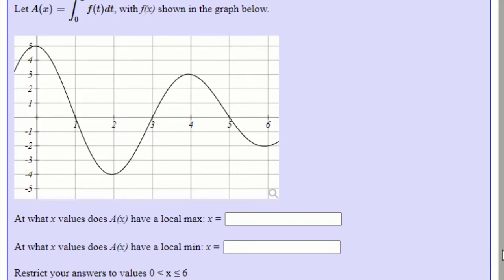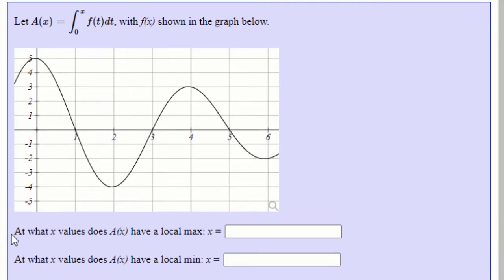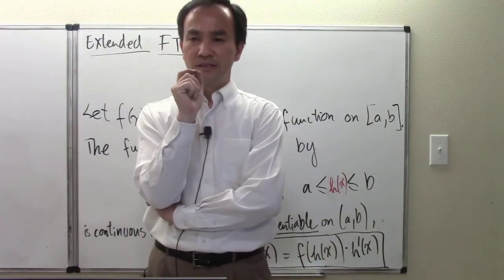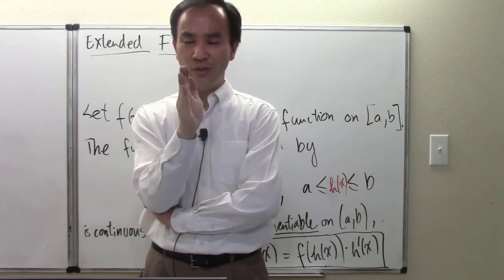So let's look at what this problem is exactly asking for. In our example 4, the first question, part A: at what value does A of x have a local maximum? That brings back some memory from calculus 1, from differential calculus. Before I attempt to tackle the problem, I look a little further into the second part, part B: at what values does A of x have a local minimum? So it looks like we definitely need some understanding from calculus 1.